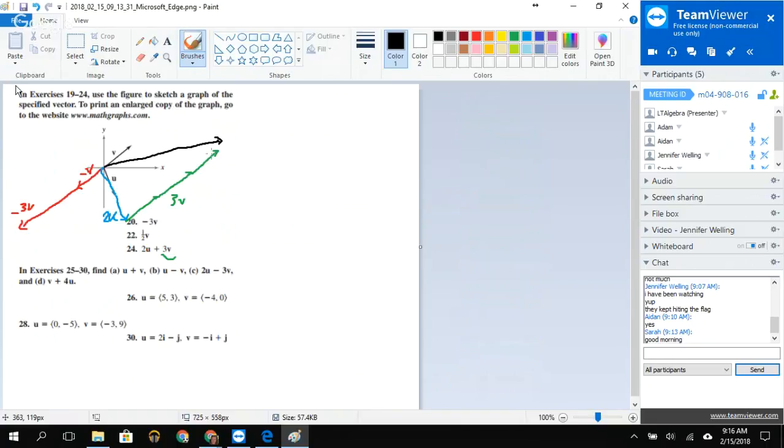Okay, so that is vector addition and subtraction on a graph and scalar multiplication. Any questions about that? Is that all right?